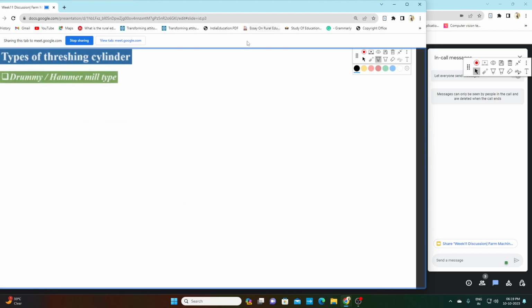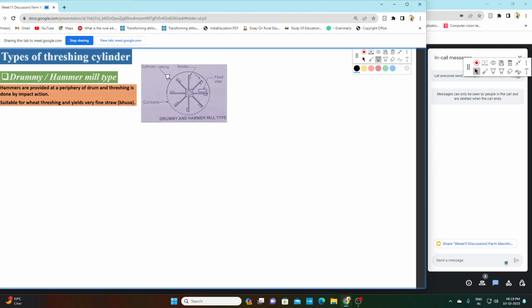Now, what are the types of threshing cylinder? We have the drummy or hammer mill type threshing cylinder. In this, just like a hammer, you must have seen a hammer, the hammer is of this type of shape. Like a hammer, here also the bars are made just like a hammer.